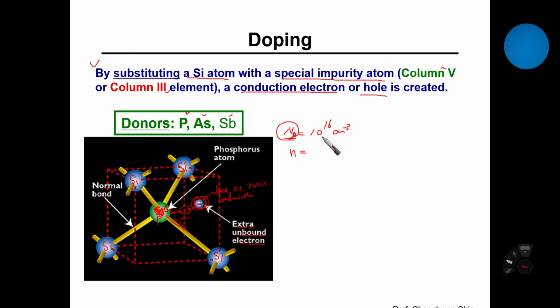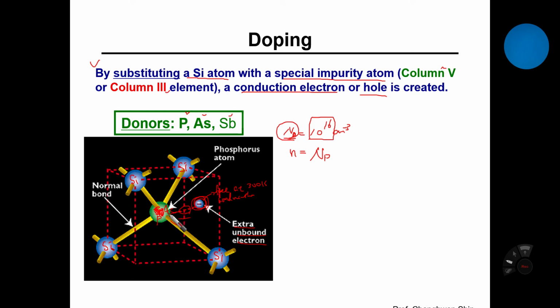It's very easy. The total number of donors is 10 to the 16, and each of them can donate a single free electron. So the total number of free electrons in silicon crystalline material is identical to the number of donors, assuming that all the donors can donate their fifth electrons.